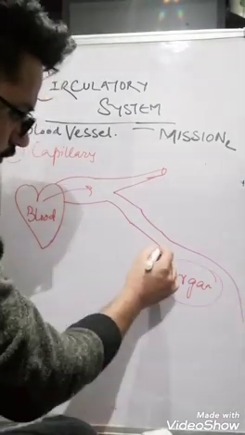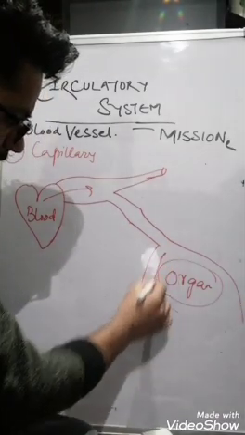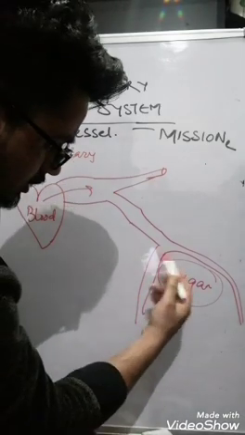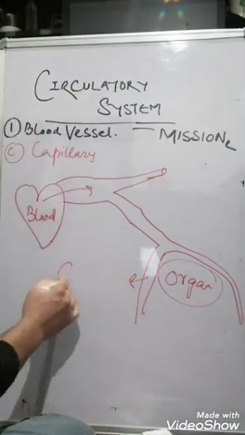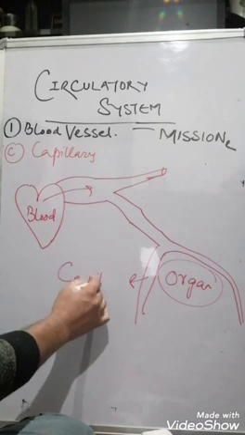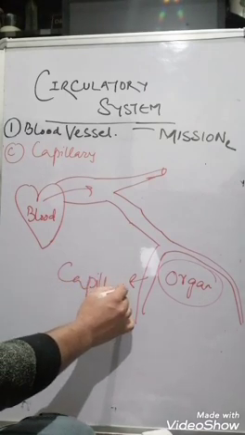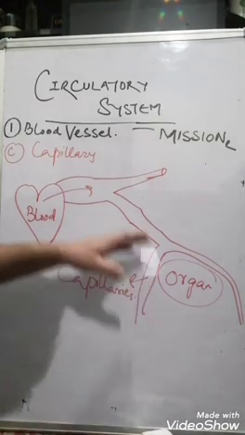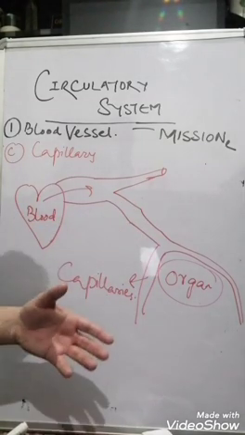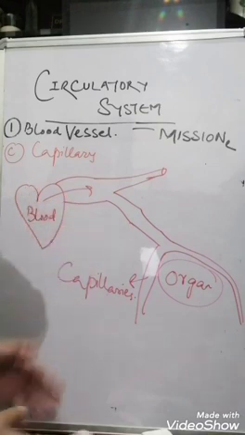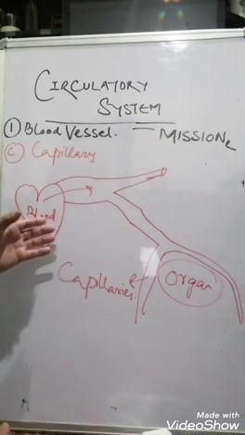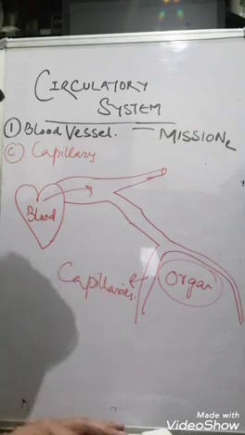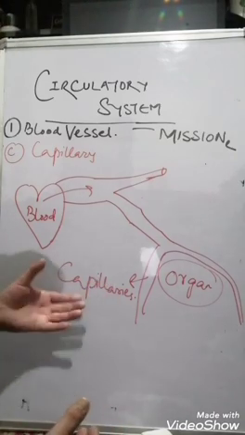Then this arteriole, beta, branches out. These branches of the arterioles are known as capillaries. So what is a capillary? It is the branch of the arteriole. And then what is the arteriole? A branch of the artery. And you know what's the artery? A blood vessel which is taking blood away from the heart. So this is one definition of the capillary, which says a branch of the arteriole.